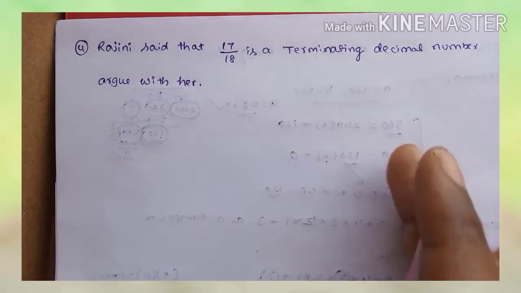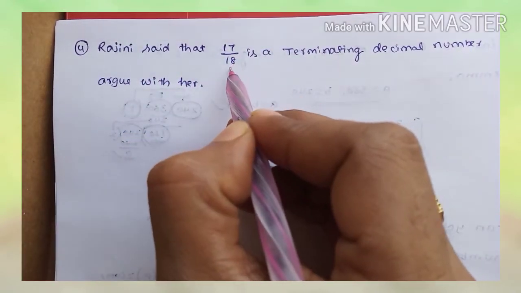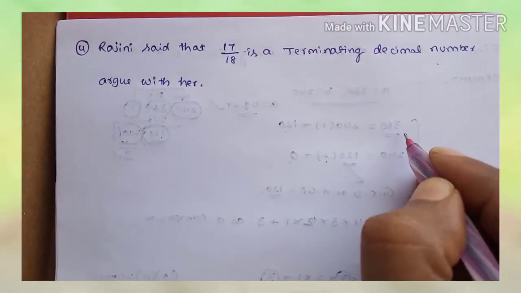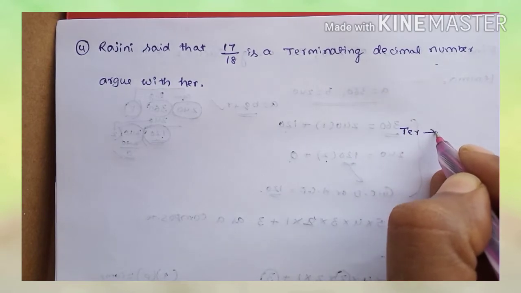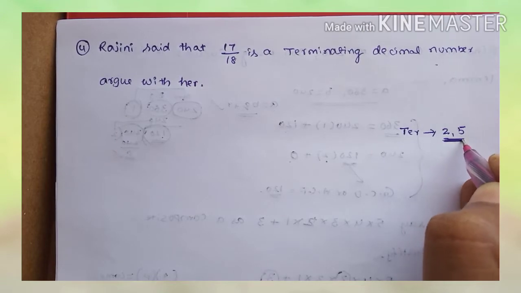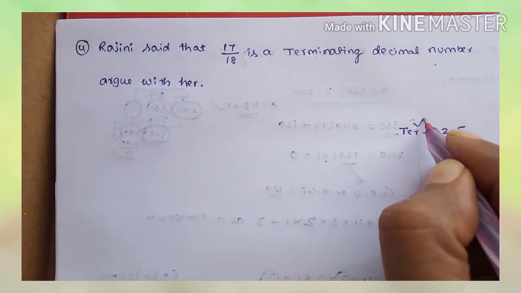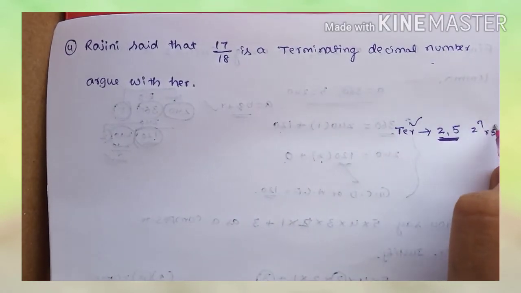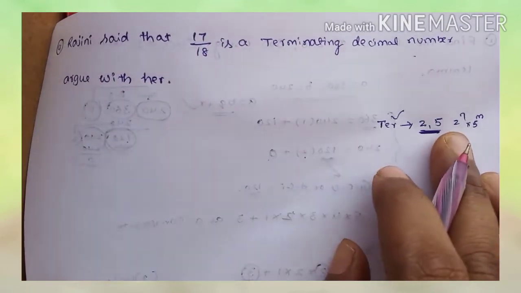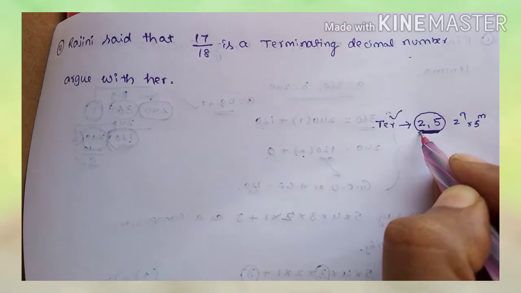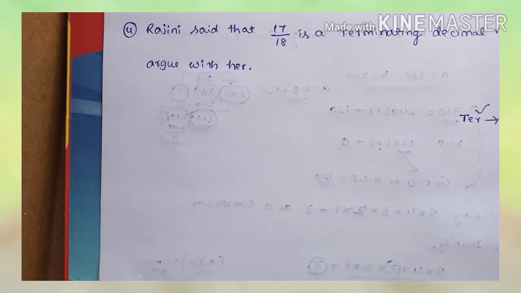Now the next one: Rajini said that 17 by 18 is a terminating decimal number. Argue with her. Terminating or non-terminating depends on the factors of the denominator. If the factors of the denominator are 2 or 5, that is, in the form 2 power n into 5 power m, then it is called a terminating decimal number, otherwise it is non-terminating.